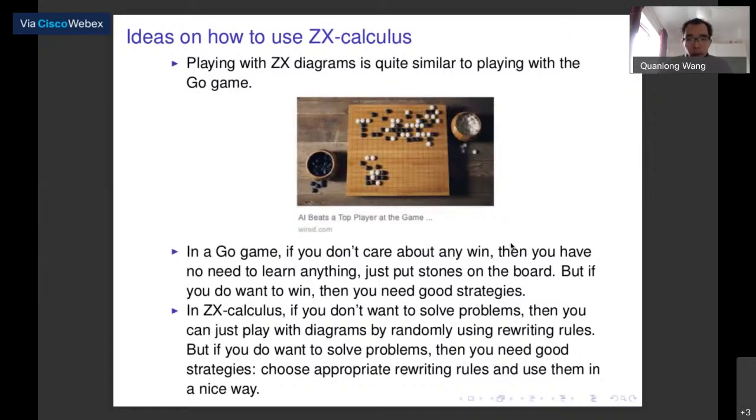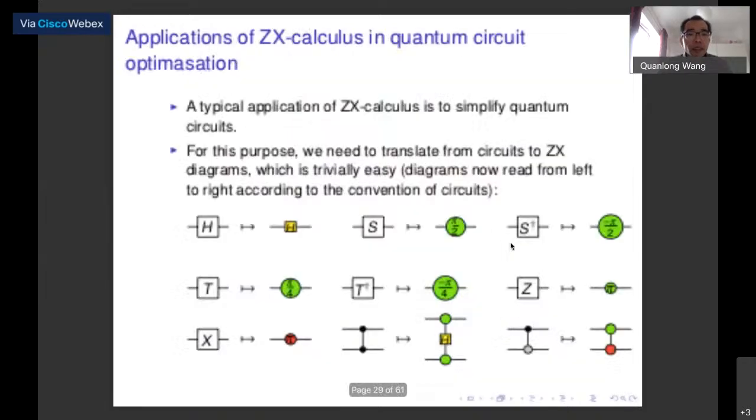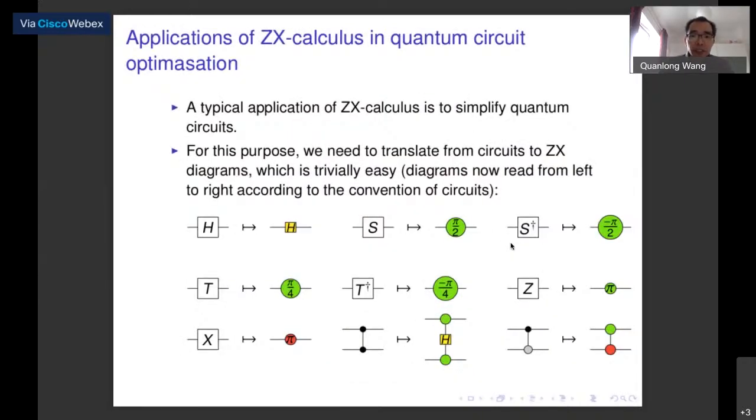But if you do want to solve some problems, then you need good strategy. That means you need to choose good rewriting loops and use them in a nice way. So a typical application of this calculus is to simplify quantum circuits. For this purpose, we need to translate circuits to these diagrams. This is very easy. That's why this calculus is used for quantum circuits. As you can see in this diagram, all the translation is very simple.